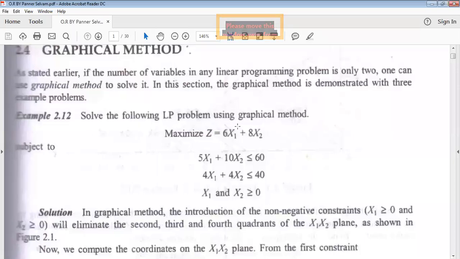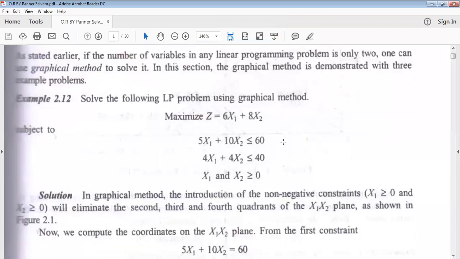Solve the following linear programming problem using graphical method. So this is an easy method. Anyone can solve the particular problem. Most of the times the problems are given in the examination on the lines of graphical method or on the lines of this particular simplex method.